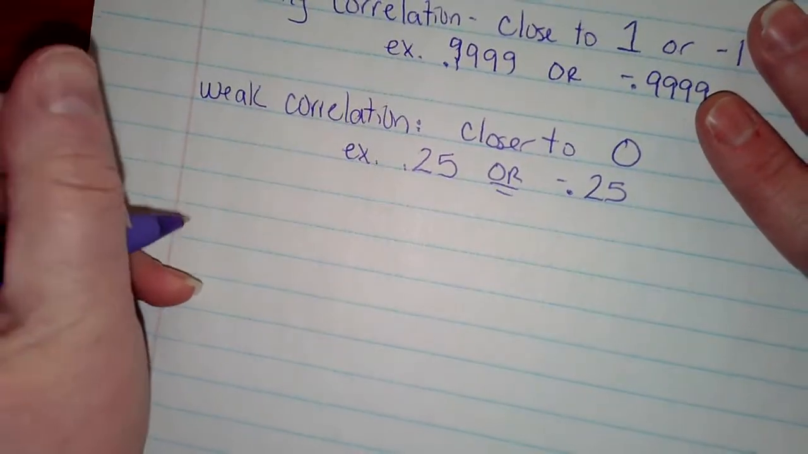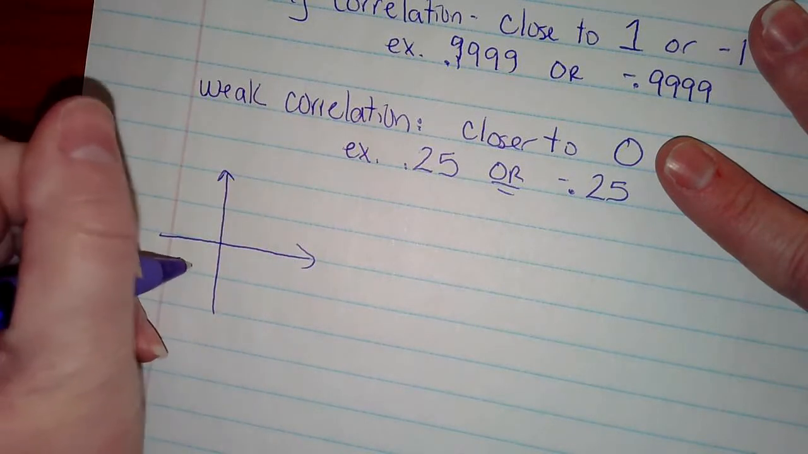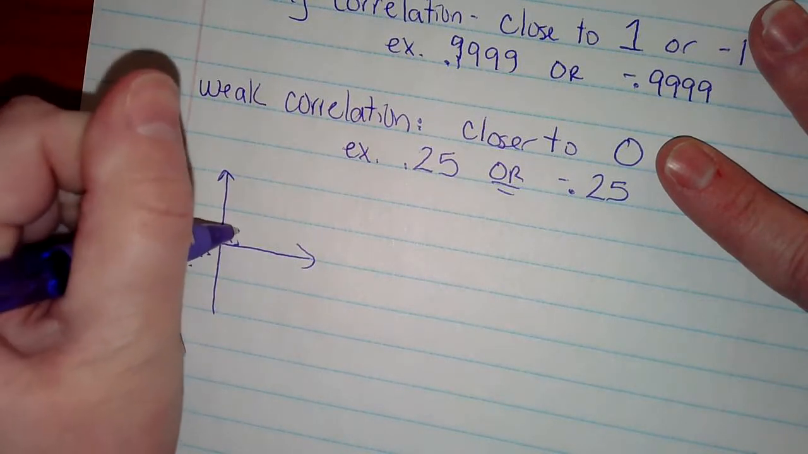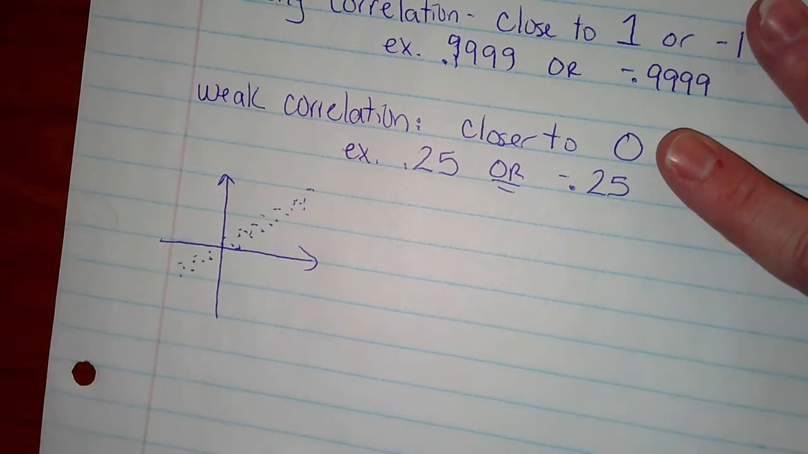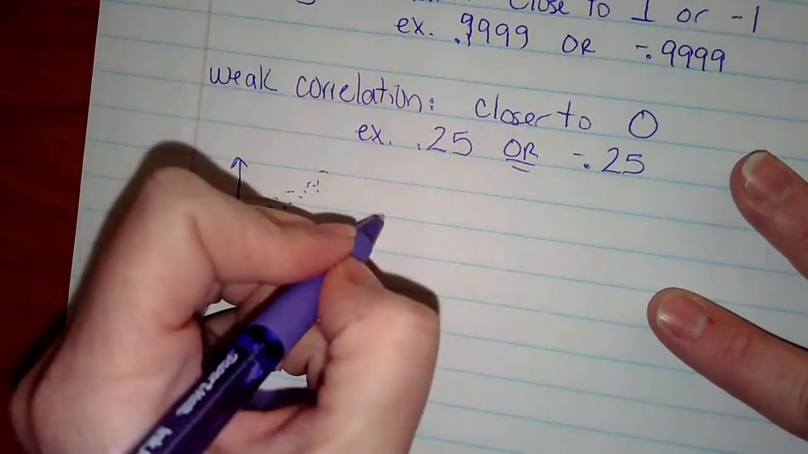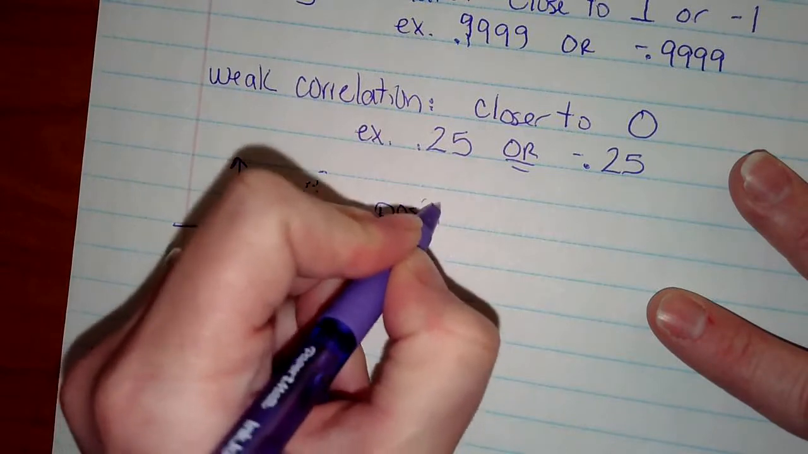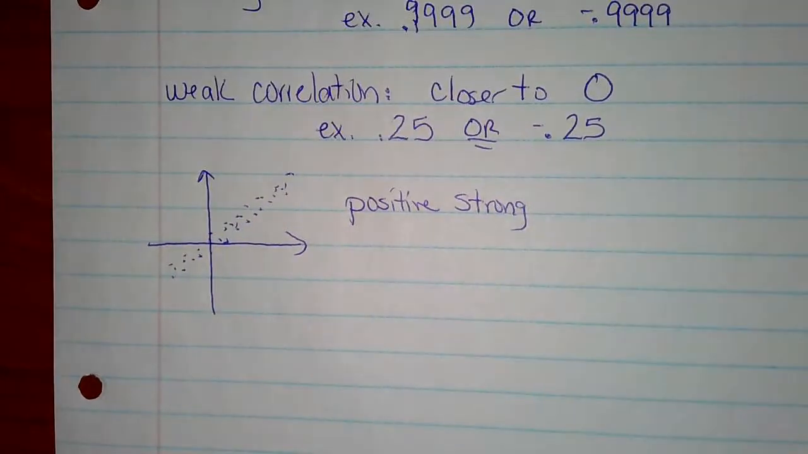So a strong one would kind of be like this. If I had points that were a little bit tighter together, the trend line would really actually touch them. Hopefully that helps you to see the difference. See how these ones are a little bit more spread out? These ones are a little bit closer together. This would be a positive, strong correlation.